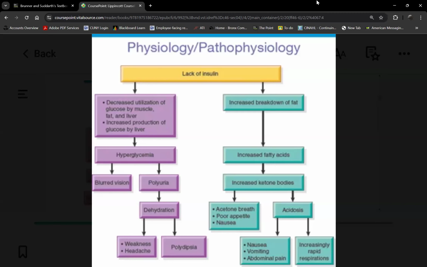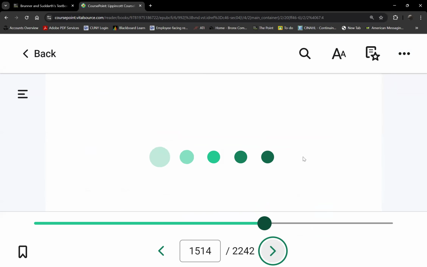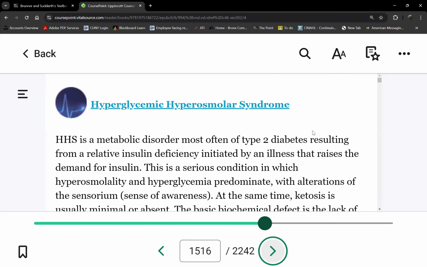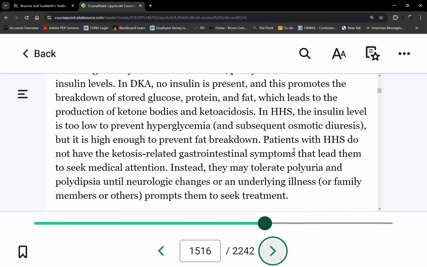Plus, is there ketosis here? So will I have Kussmaul's? There's no Kussmaul's here. So therefore, no acute symptoms, right? Unlike in DKA, wherein you saw Kussmaul's. This one, no Kussmaul's. And look at the manifestations.